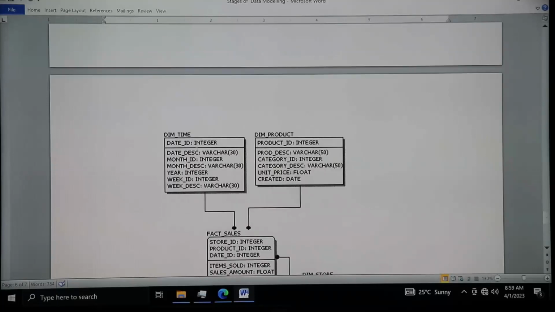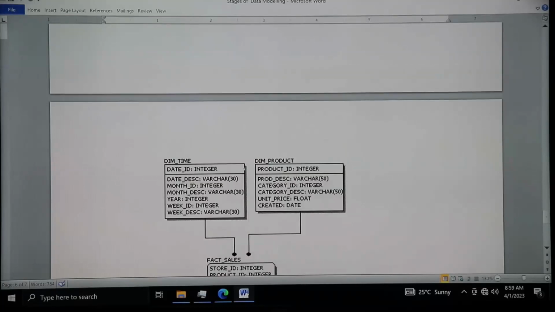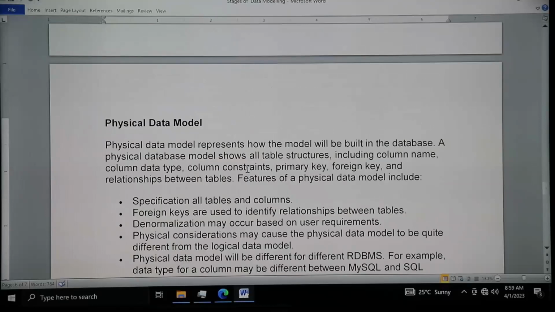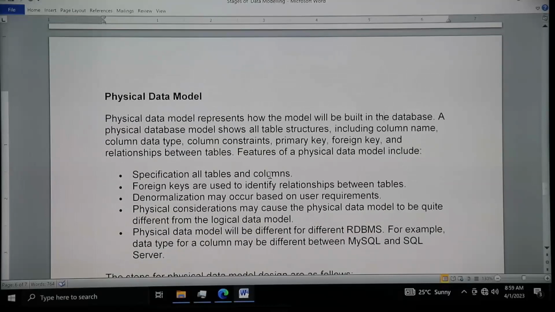So this database model is actually achieved using now not a pen, a paper, or a whiteboard, but you usually apply this one using database management systems like SQL, Oracle, and any other database software that you can use to establish a database. So your physical database model shows all tables, structures, including column names, column data types, column constraints, primary keys, foreign keys, just like we have seen previously.